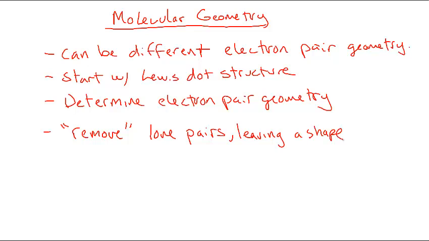But be careful, because you don't really remove the lone pairs. You don't even ignore their presence. The lone pairs still repel. But if you were actually observing a molecule, you couldn't see those lone pairs. You could just see the atoms it was bonded to. So those lone pairs are still there, but you don't take them into account for the molecular geometry. You've already accounted for them in your electron pair geometry. So what does that mean?